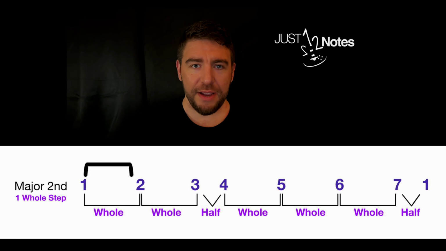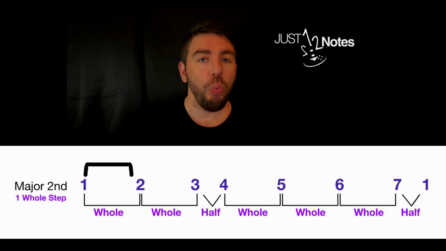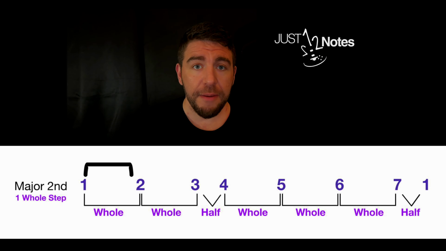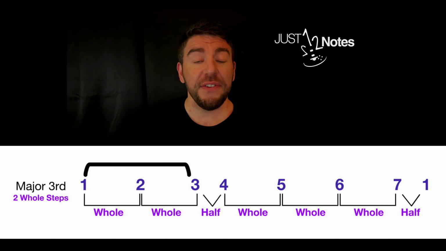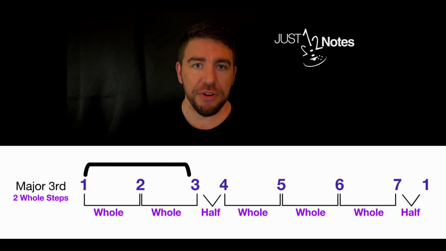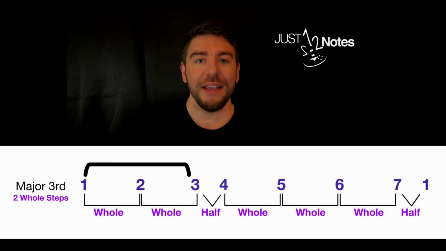A major second is the distance between the note 1 and 2, which is a whole step. And it's called a major second because it's the distance from 1 to 2 in the major scale. A major third is the distance between the notes 1 and 3, or 2 whole steps. And again, it's called a major third because it's the distance from 1 to 3 in the major scale. So this is what I mean when I say the major scale is the template for all music theory.